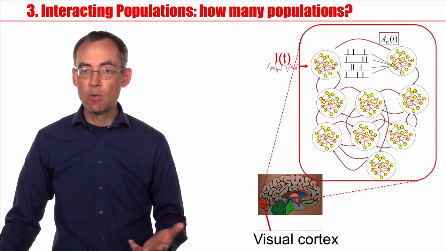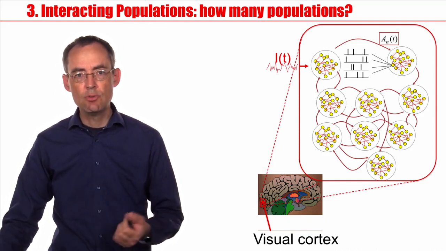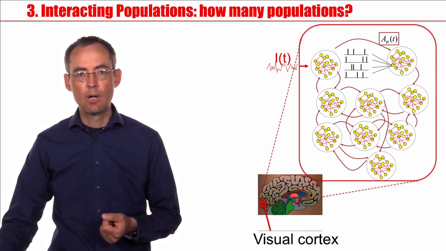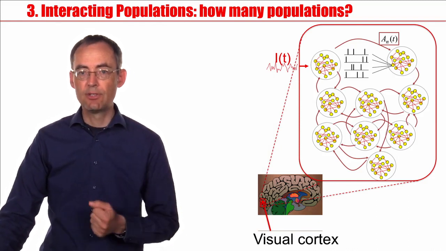And so if you build a model, a couple of questions arise. How many populations should we choose in the model? Are there discrete populations in the first place, or should we rather think of a continuum?